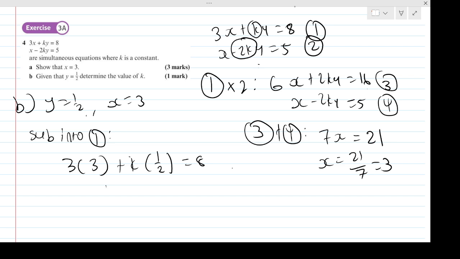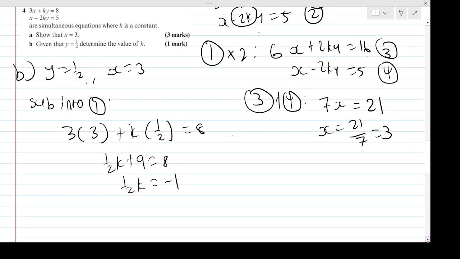Then I can solve it. A half k plus 9 is equal to 8. That's 3 times 3, which is 9. K times a half is a half k equals 8. Then I can say a half k is minus 1, right? Take away 9 from both sides. Then simply k is double, so times by 2 to get rid of the half is minus 2. And there we are. That's our solution.